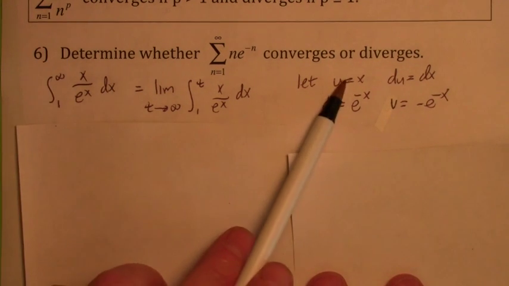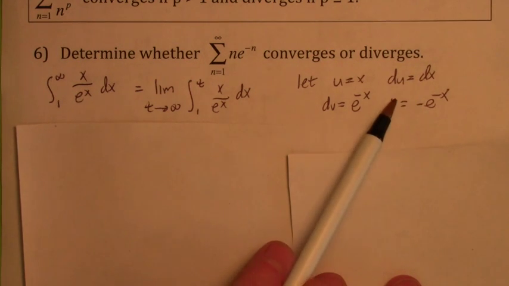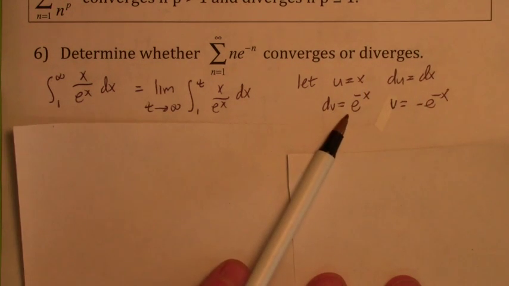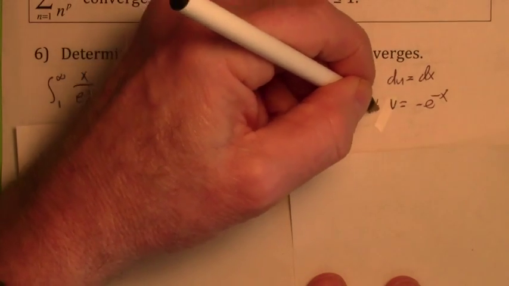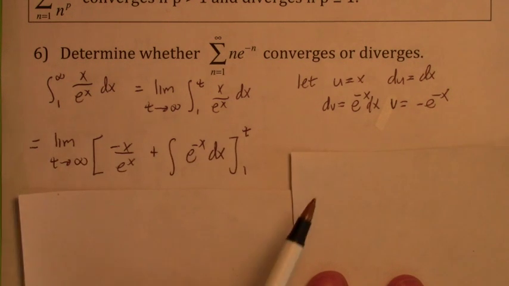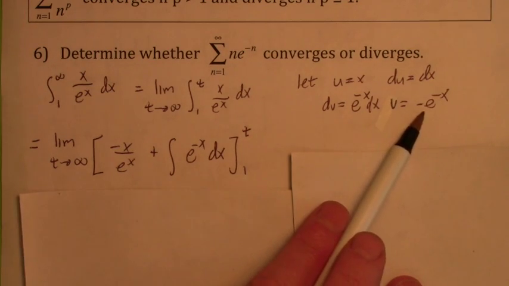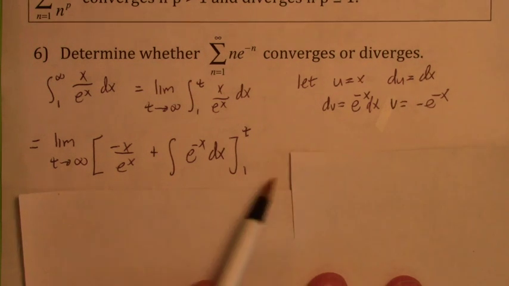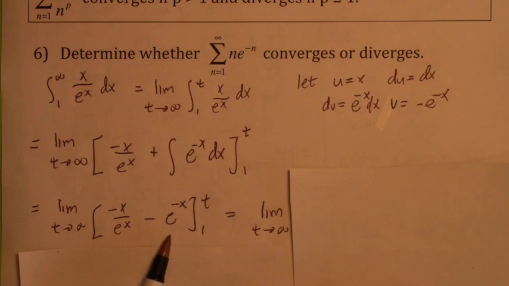So if you let u equal x, then du equals dx, and dv is e to the negative x dx, so v would equal negative e to the negative x. If you use integration by parts, you get uv minus the integral of v du, so you get minus a negative, which is a positive, and you get e to the negative x dx. So when you integrate that, you get this.